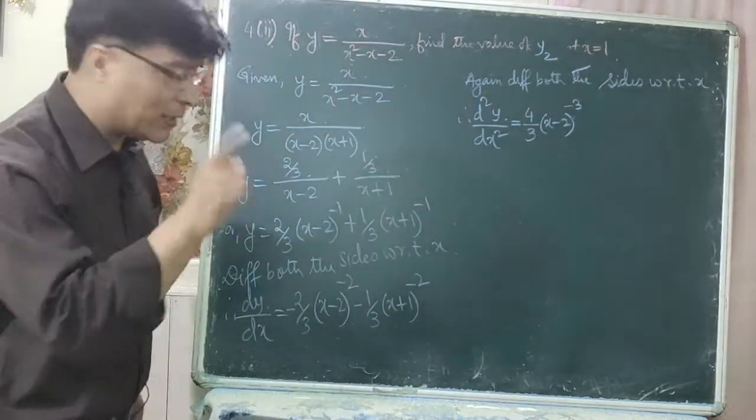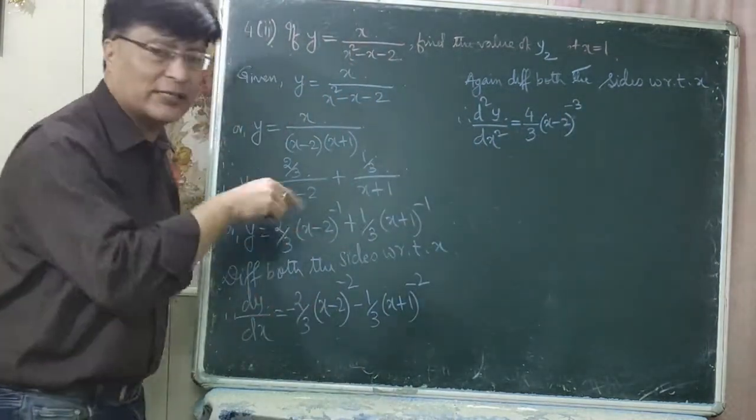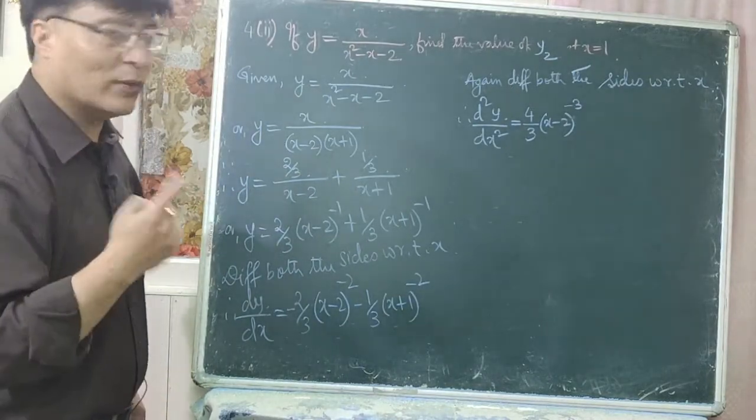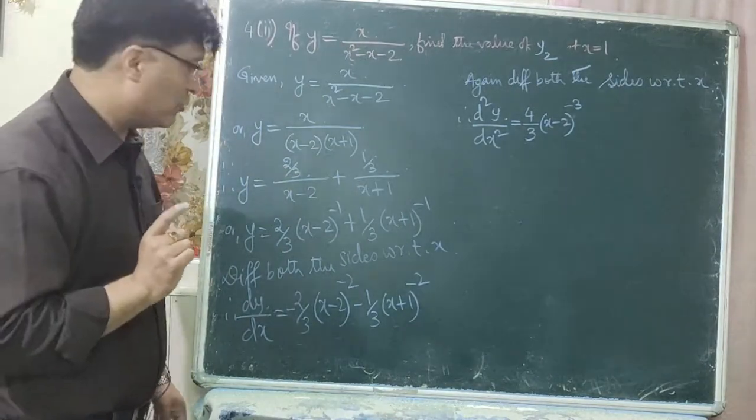How did you get that 1? Again you have to differentiate x minus 2, which is assumed as x, its differentiation is 1 minus 0, which is equal to 1. The 1 we may not write.